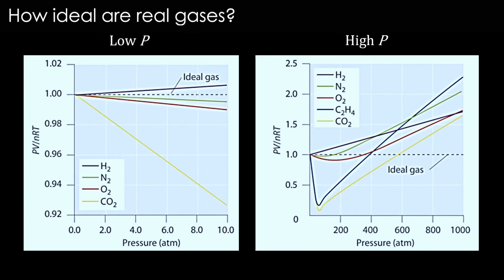For example, consider these two graphs, one at low pressure and the other at high pressure. It is about real gases like hydrogen, nitrogen, oxygen and carbon dioxide. PV divided by nRT is in the y-axis. It is 1 at all pressure values for an ideal gas, the perfectly horizontal dotted line here. At low pressures, real gases behave very closely to it. At high pressures, however, the behavior is radically different from the ideal one.